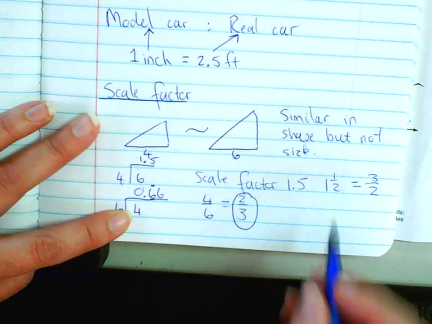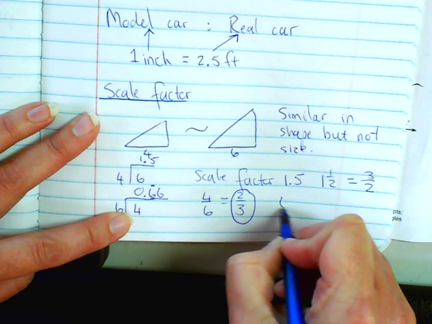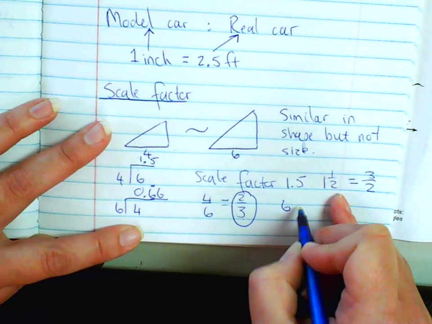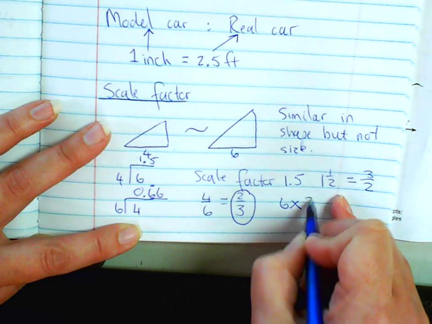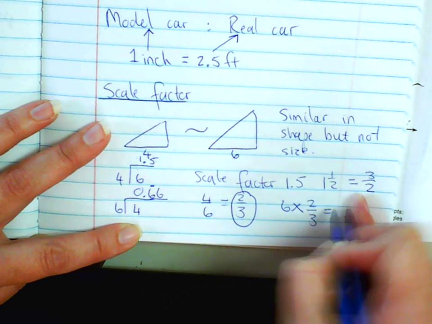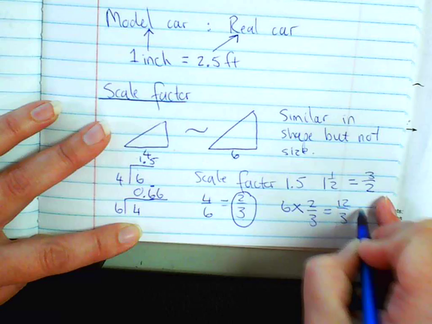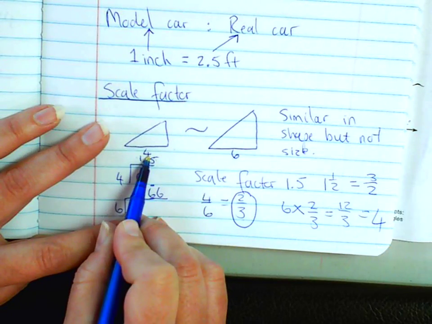And let me prove it to you. 6 is a scale factor, so we multiply. 6 times 2/3 is 12 divided by 3 equals 4. There it is.